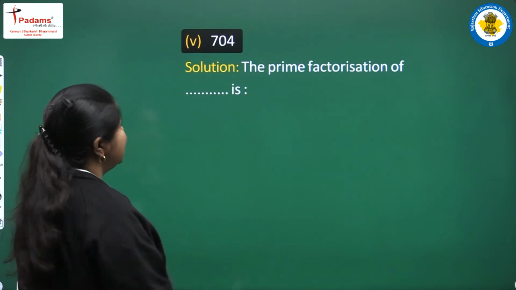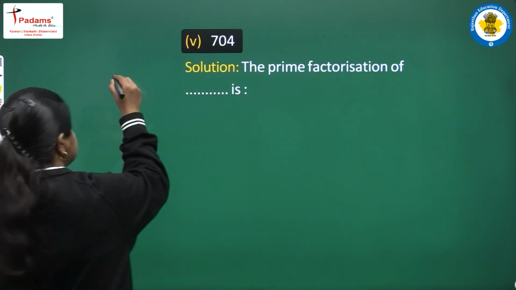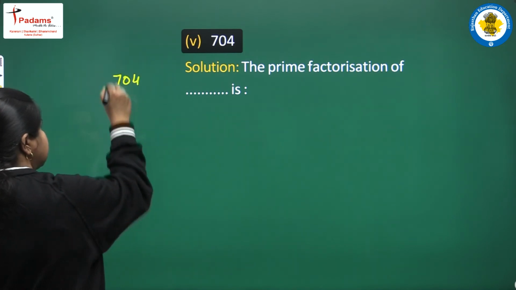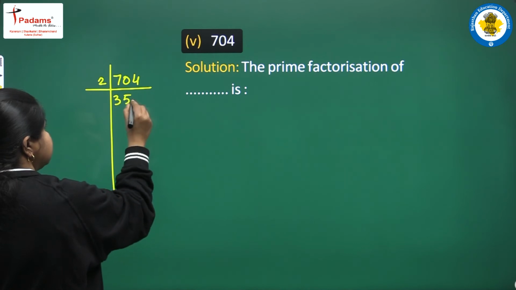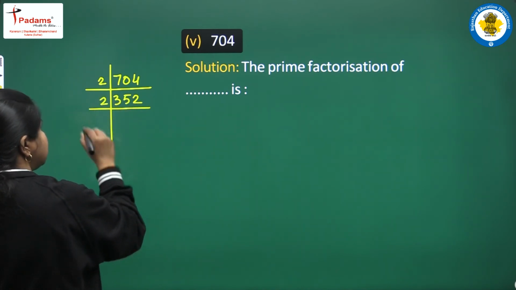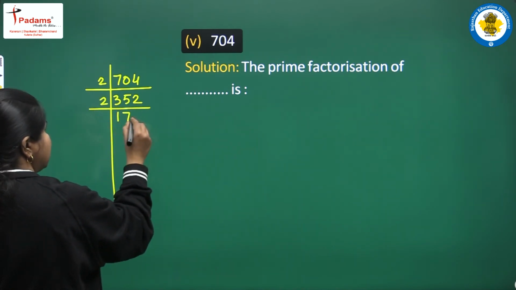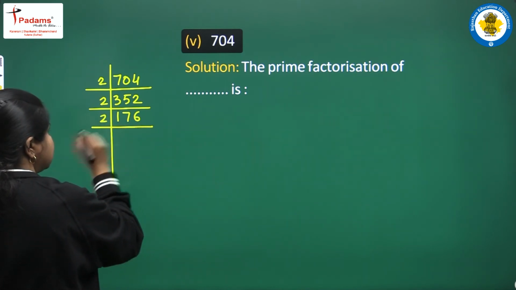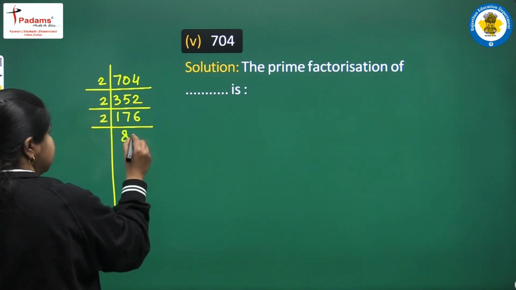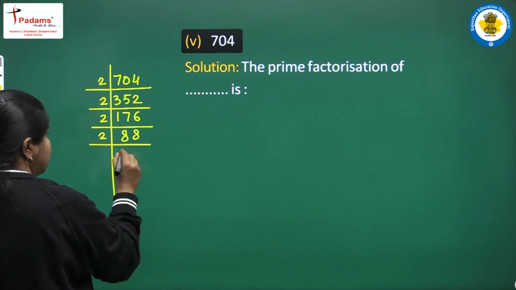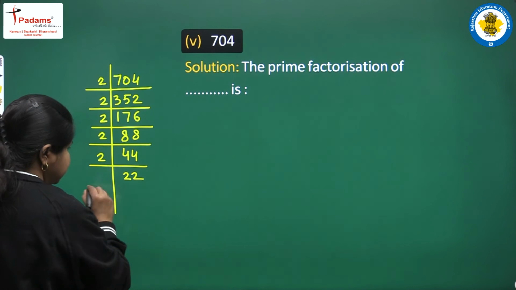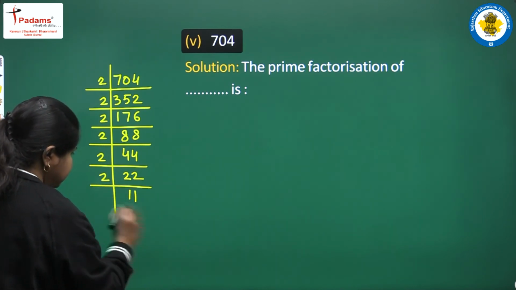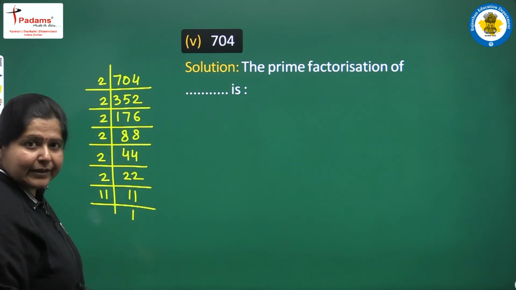Next we have 704. Let us find its prime factors. Write down the number, divide by 2. 2 threes are 6, 2 fives are 10, 2 ones are 2. Then by 2. 2 ones are 2, 2 sevens are 14, 2 sixes are 12. 2 eights are 16, 2 eights are 16. 2 twos are 4, 2 fours are 8. Then 2 twos are 4. 2 elevens are 22. 2 elevens are 22, and 11 ones are 11.